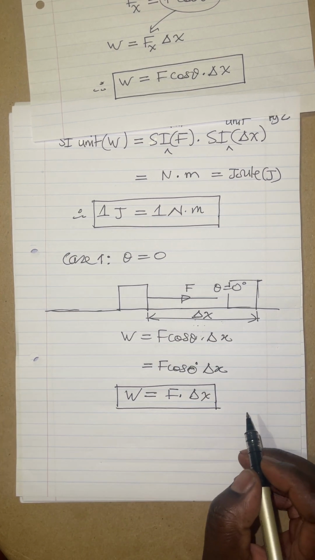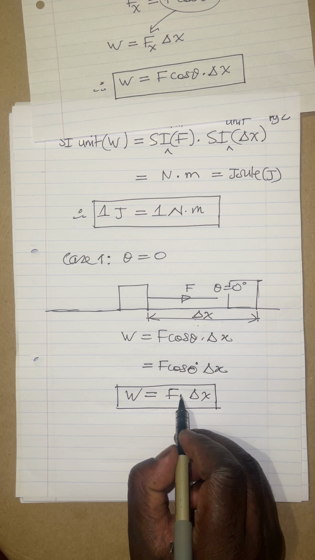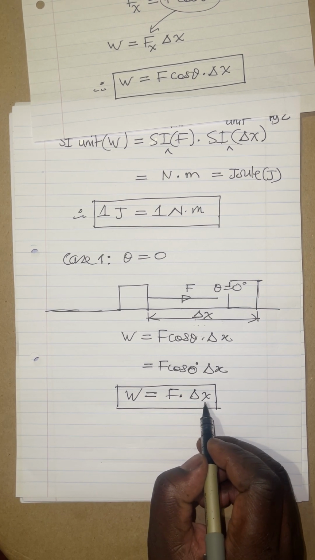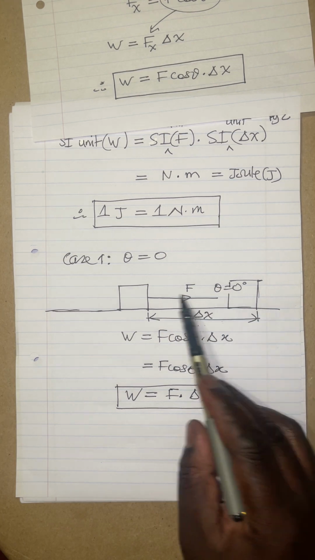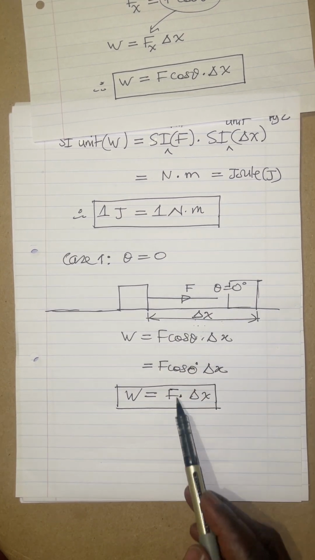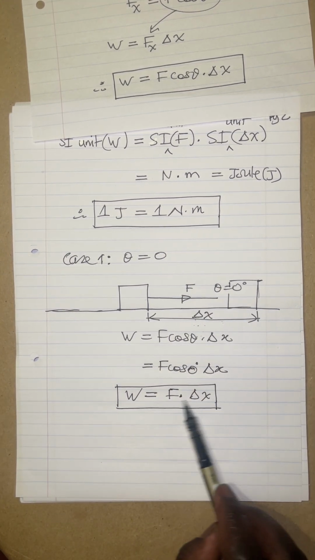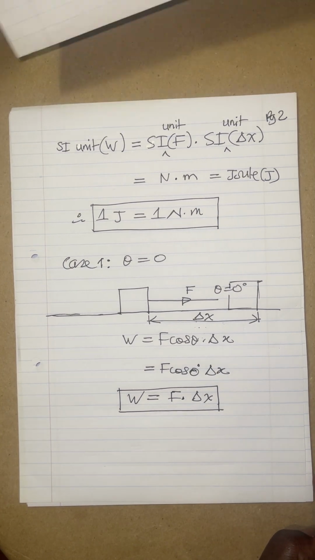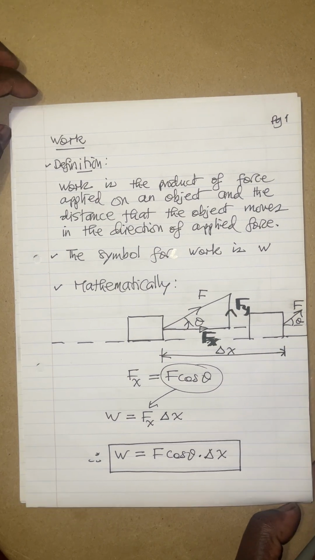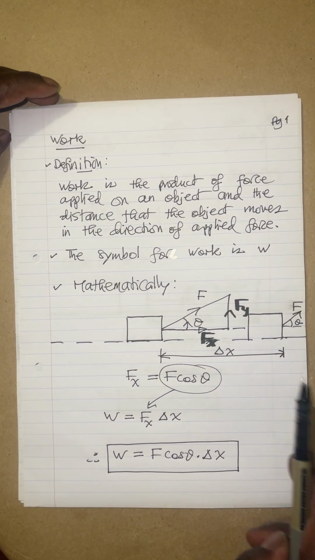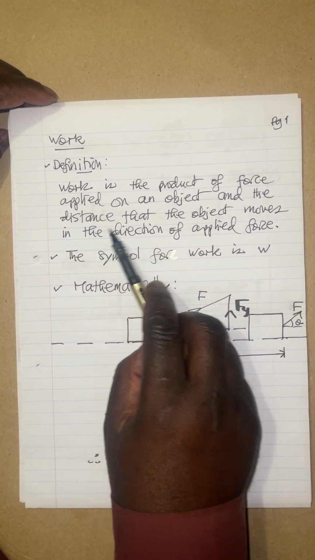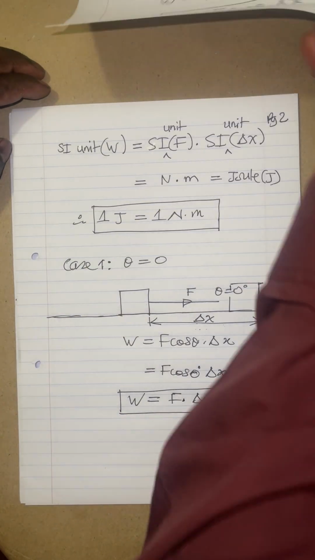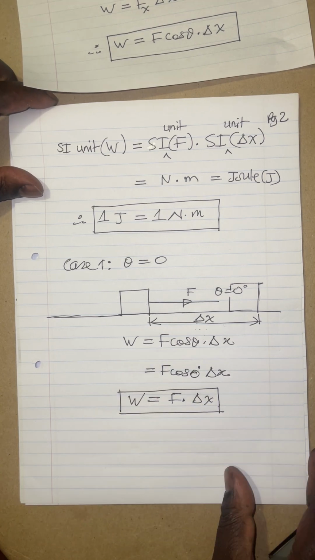which again agrees with the definition of work done on an object as the product of force applied and the distance the object moves in the direction of force, or in the direction of applied force. So this block here moves from here to there in the direction of applied force. So this answer here, or our formula, agrees with the definition at the beginning here on page 1. How did we define work? It's a product of the force applied on an object and the distance that object moves in the direction of applied force. So remember that all the time. Right, so that's case 1, theta equals 0.